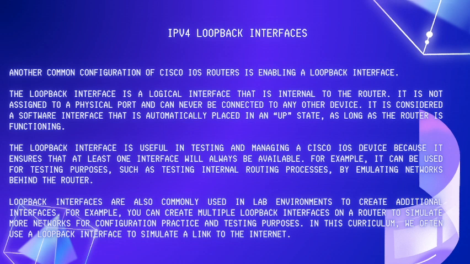So the loopback interface is useful in testing and managing a Cisco IOS device because it ensures that at least one interface will always be available. For example, it can be used for testing purposes such as testing internal routing processes by emulating networks behind the router. Loopback interfaces are also commonly used in lab environments to create additional interfaces. For example, you can create multiple loopback interfaces on a router to simulate more networks for configuration, practice, and testing purposes. In this curriculum, we often use a loopback interface to simulate a link to the internet.